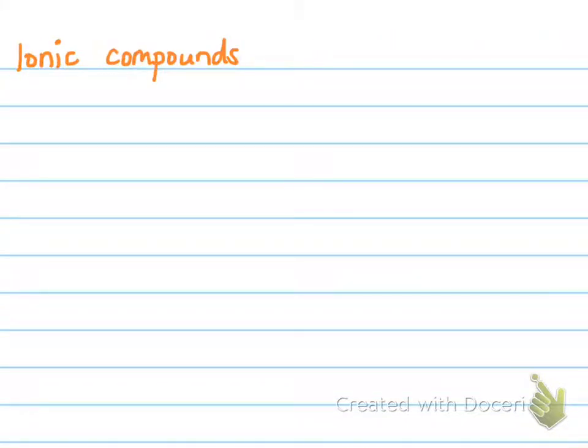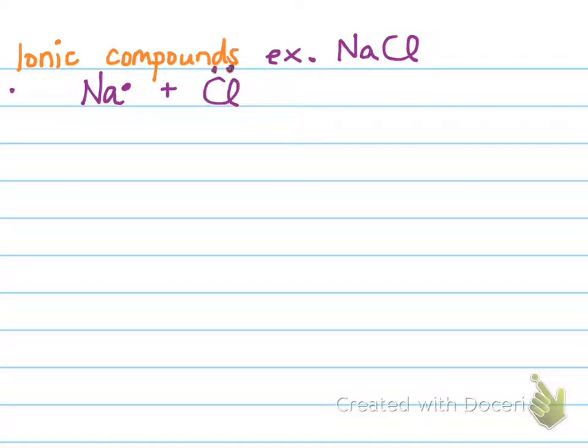For ionic compounds, we're going to take a look at an example, which is sodium chloride, table salt. We're going to look at it with electron dot structures. When you look at a periodic table, sodium is in group 1A, so it only has one valence electron. Chlorine is in group 7A. It has 7 valence electrons.